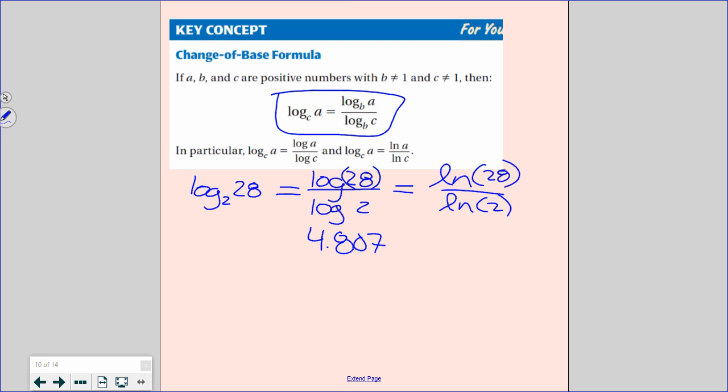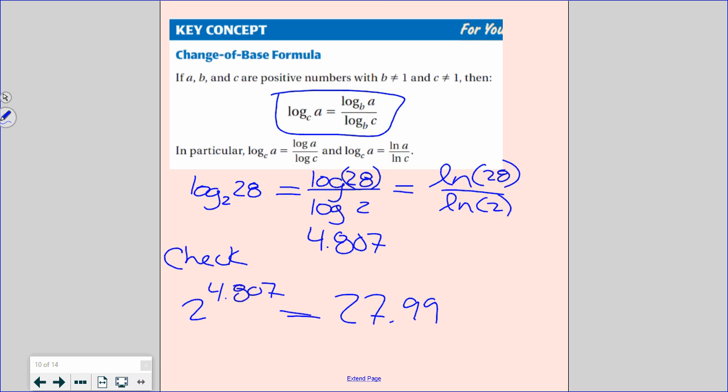Okay, back up here, please. So I just wanted you to check LN. See that they're the exact same, right? Okay, so now how would I check this again? I'm plugging it in. Take 2 to the power of 4.807, and we get 27.99, which is practically 28.